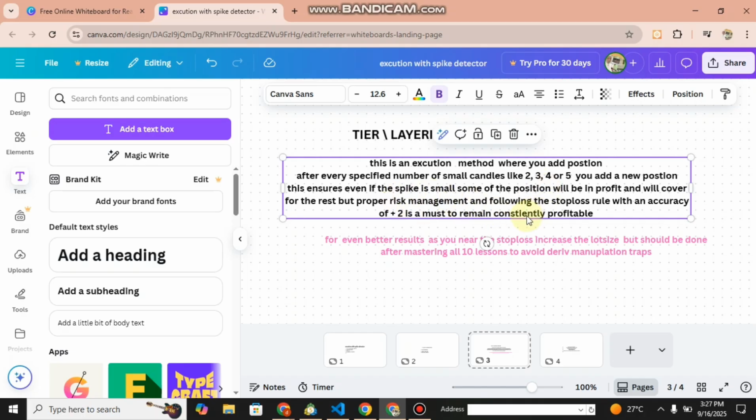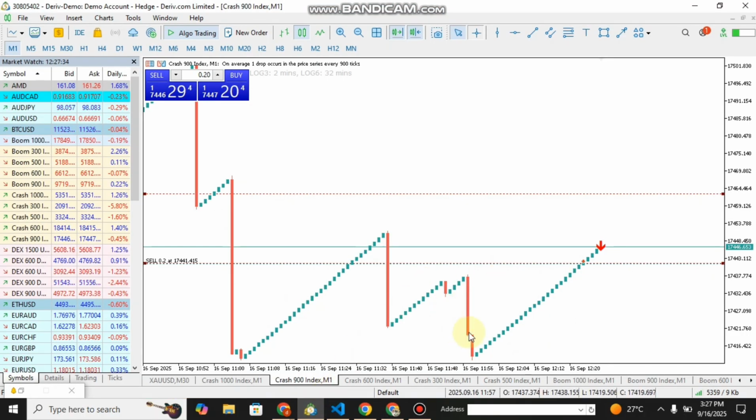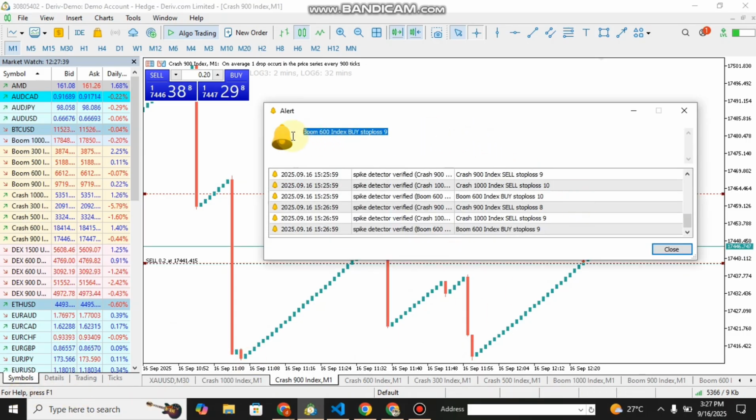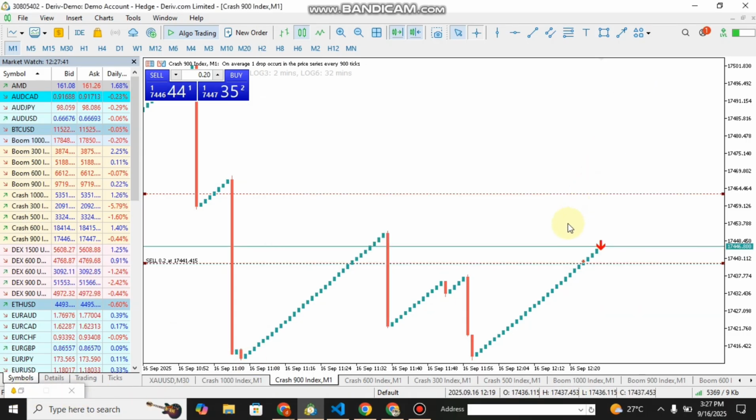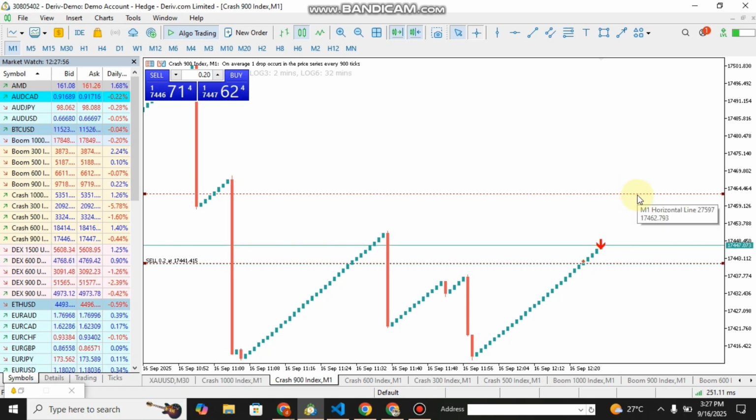What this means is that if the stop loss here from the spike detector is 9, you should follow that with an accuracy of +2. Meaning if the stop loss is 9 and 9 candles take place, you can only from your own head add 2 and say, let me just add 2, maybe the spike will happen. If it doesn't, close all positions even if they are in a loss.